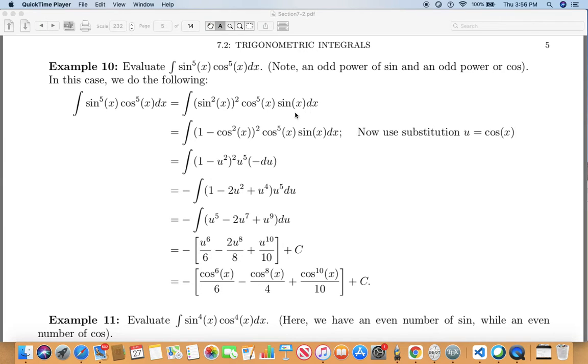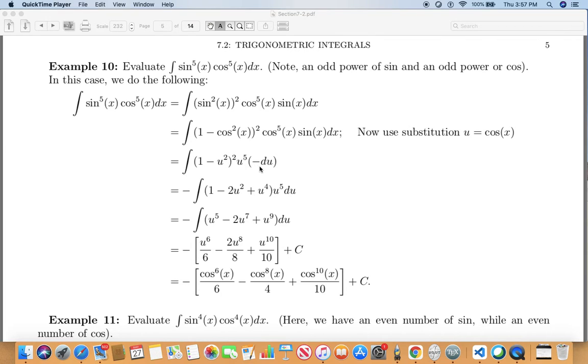So this is going to be du, or in this case negative du. So u should be cosine x. In other words, we want everything else to be in terms of cosine. So rewrite sine squared as 1 minus cosine squared x, power 2, cosine power 5, sine x dx. Substitution u equals cosine x gives me 1 minus u squared power 2, u power 5. This is negative du, okay, because the derivative of cosine is negative sine.